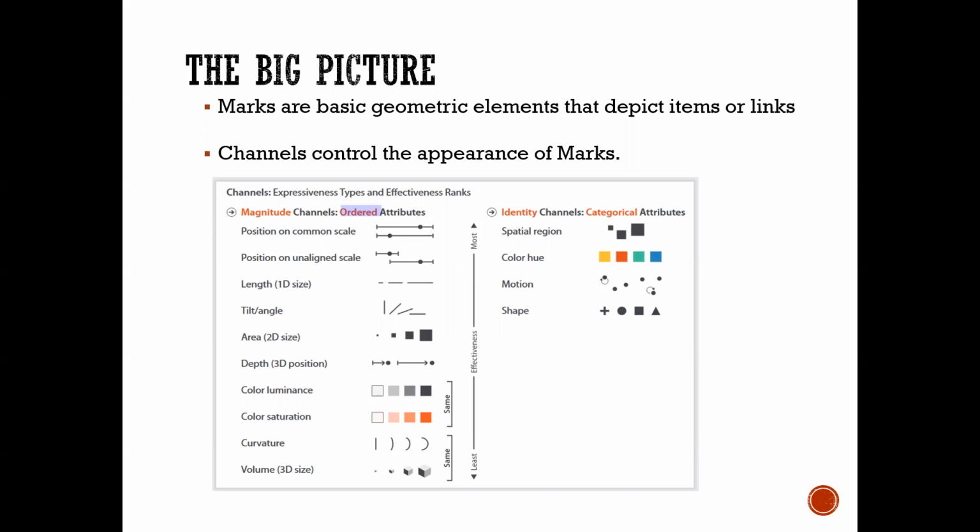The effectiveness of a channel for encoding data depends on its type. The channels that perceptually convey magnitude information, which you see there on the left, are a good match for ordered data, and the channels that convey identity information, which are the ones on the right of this diagram, are good for categorical data. The identity channels tell us information about what something is or where it is. In contrast, the magnitude channels tell us how much of something there is.